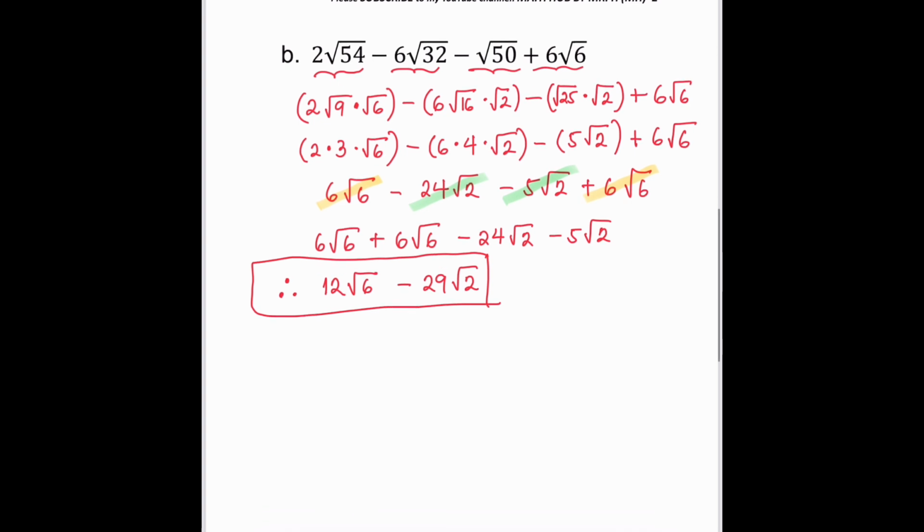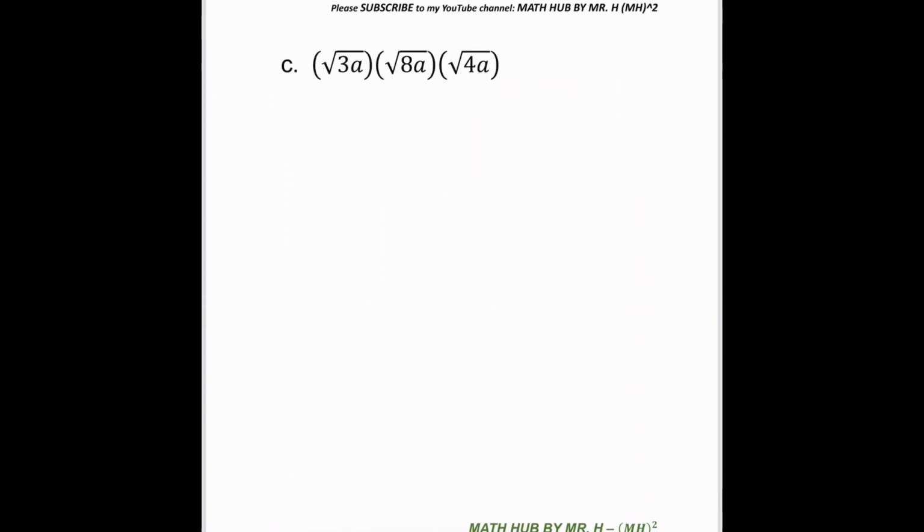On to our third example. Square root of 3a times square root of 8a times square root of 4a. Okay, so if we're going to apply the product property of roots here, the square root of 3a can actually be rewritten into square root of 3 times square root of a. Same goes for the second factor, which is square root of 8a. So it can be rewritten as square root of 8 times square root of a. And for the third factor, it's square root of 4 times square root of a.